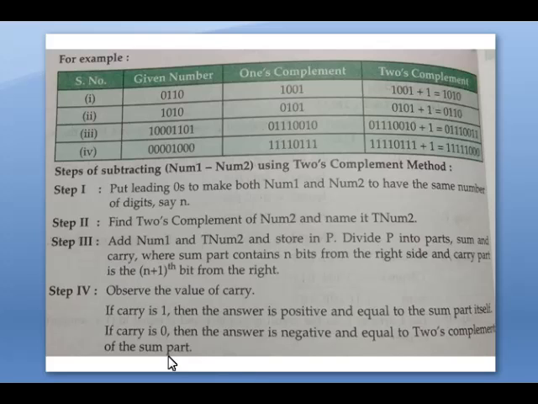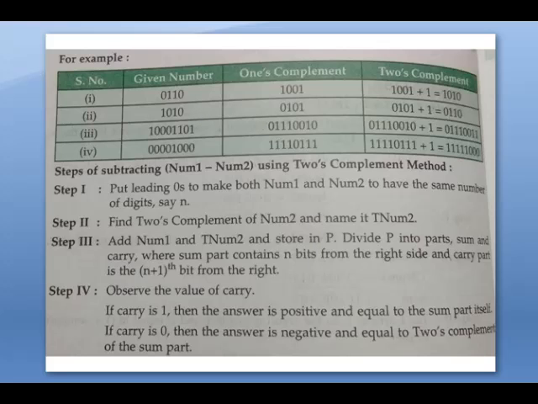So what you have to do is find the sum. If the carry is 0, the answer is negative. Here you have to find the 2's complement of the final sum. Okay, so this is the subtraction using the 2's complement method.